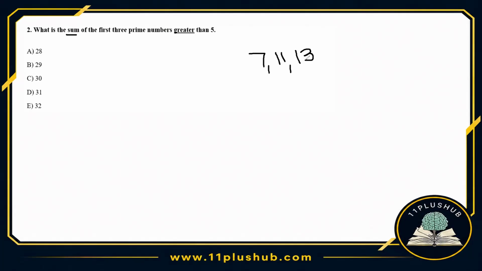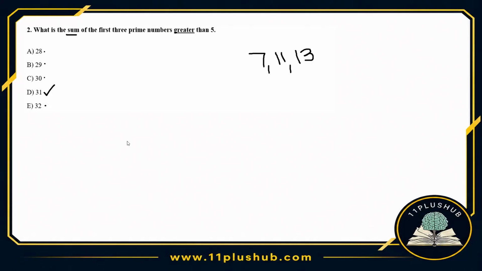So what we need to do is add them together. So 7 plus 11 plus 13 gives us 31. And remember to add them very carefully because all of the options are very close to 31. So if you make a mistake whilst you're adding, you might get the wrong answer. So be very, very careful.